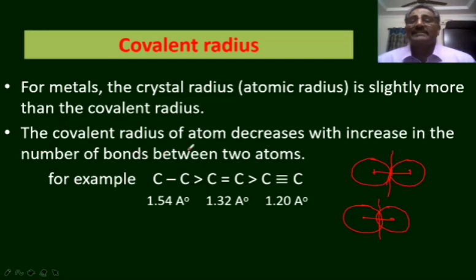The covalent radius of an atom decreases with increase in the number of bonds between them. In the covalent compounds, there is a possibility of multiple bonds existing between the same atoms. For example, in the carbon compounds, the carbon-carbon single bond exists, the carbon-carbon double bond exists, and the carbon-carbon triple bond also exists. In ethane, there is a carbon-carbon single bond.